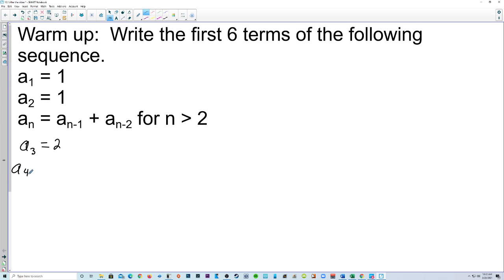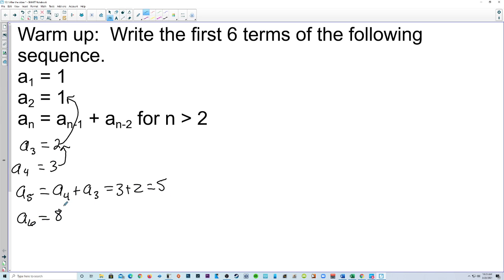And then a sub 4 is equal to the previous 2 added together, which is 2 and 1 is 3. A sub 5 is equal to 3 plus 2. And if we plug the numbers in, a sub 5 is a sub 4 plus, and if you plug 5 in here, plus a sub 3. So a sub 4 is 3, a sub 3 is 2, so the next one's 5. And then a sub 6 is the previous 2 added together, which would be 8.